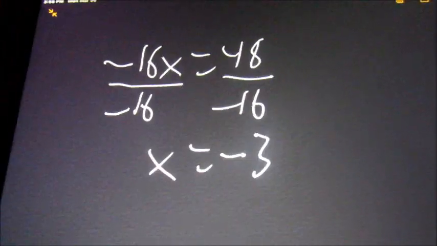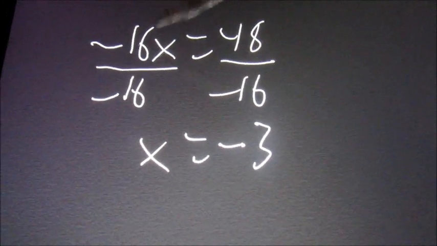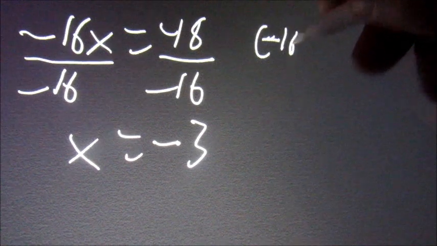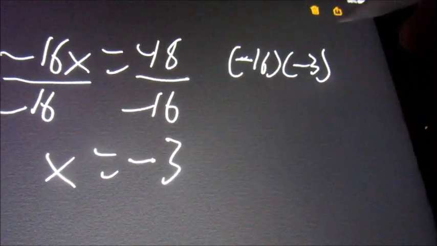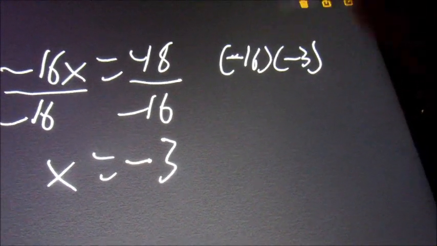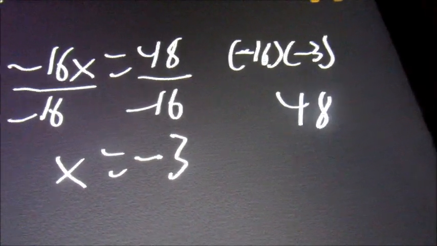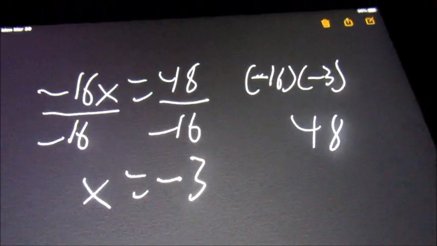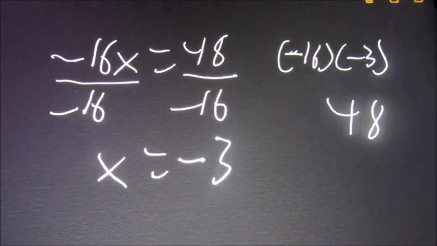Here is a really good one to check. So let's put our negative 3 into negative 16x. So we have a negative 16 times a negative 3. Negative times negative is positive, and 3 times 16 is 48. This is where it's really good to check yourself, just to see if you have the sign of your answer correct.